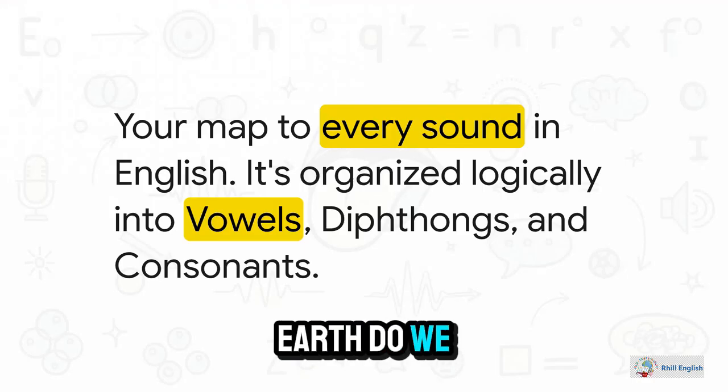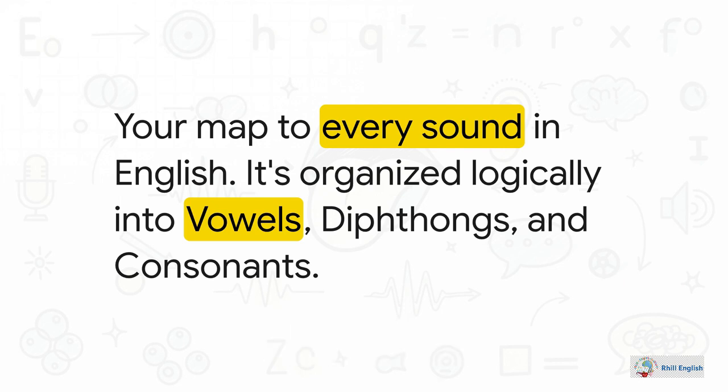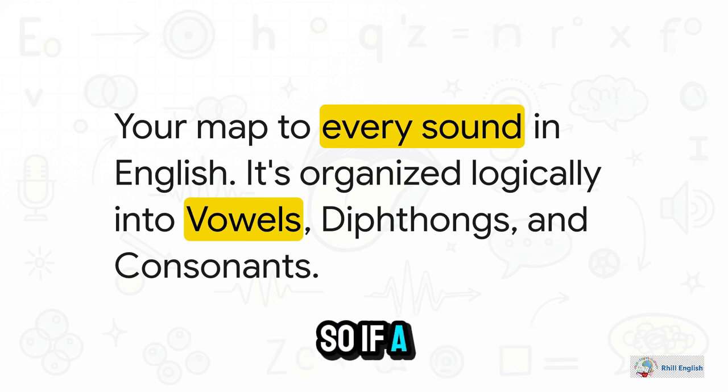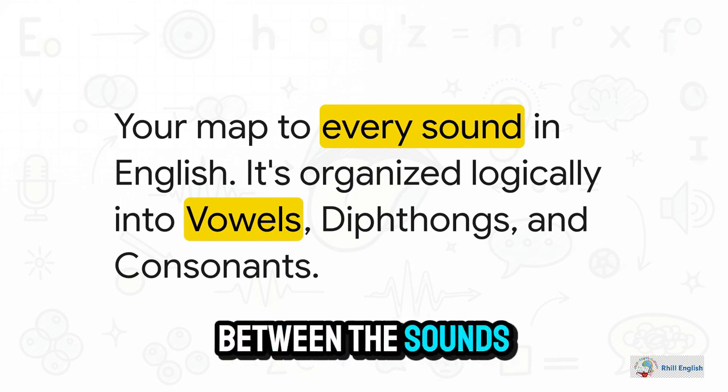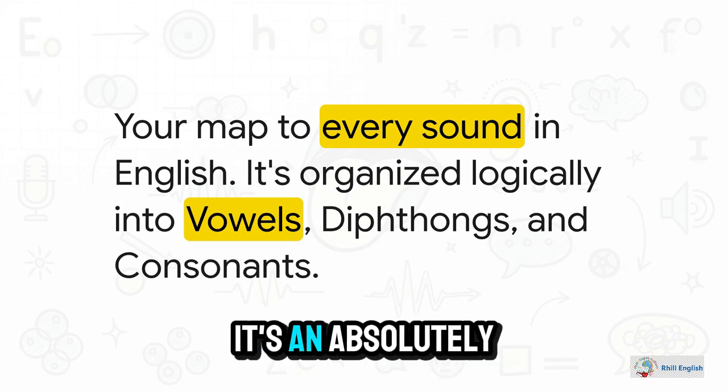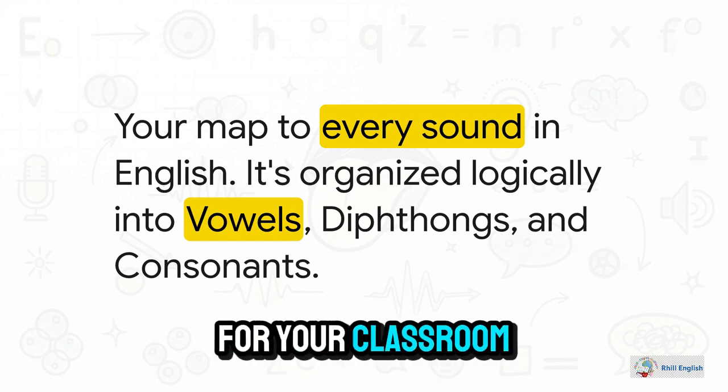So how on earth do we keep track of all these sounds? Well, we use the Phonemic Chart. Think of it as your complete map to every single sound in the English language. It's all organized really logically into vowels, diphthongs, which are kind of like combined vowels, and consonants. So if a student is struggling to hear the difference between the sounds in ship and sheep, you can literally point to them right here. It's an absolutely essential visual tool for your classroom.